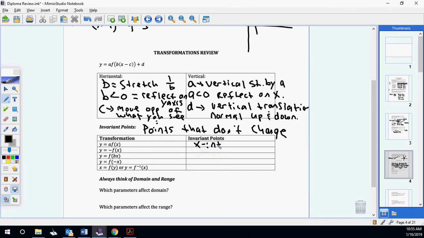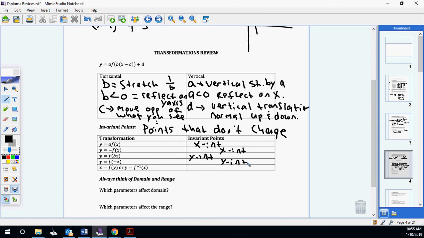How about if I do y equals negative f of x? That's flipping over, same thing. It's still the x-intercepts, because this is the one that flips over the x-axis. When you flip over the x-axis, stuff on the x-axis is not being flipped. It's staying there. Now f of b of x. Yep, the y-intercepts stay. When you flip over the y-axis, again, the y-intercepts stay. And do the inverse. What stays the same?